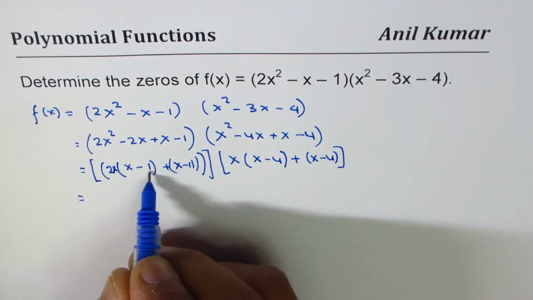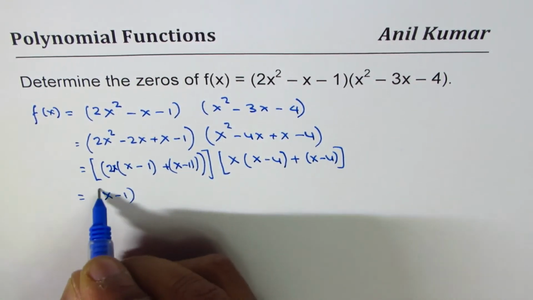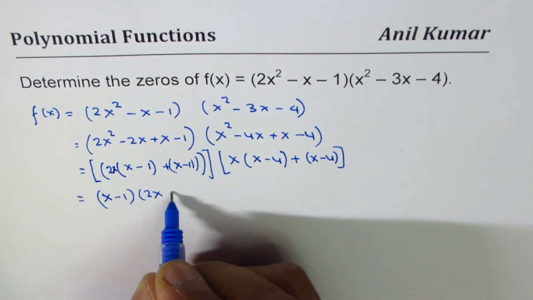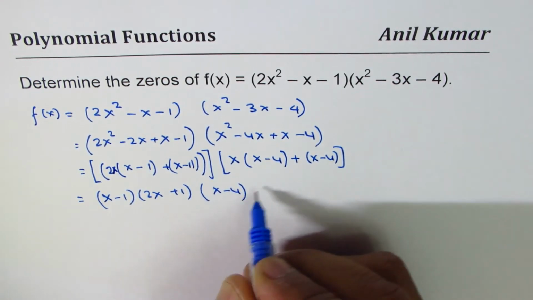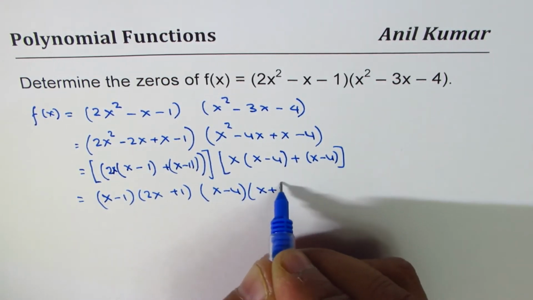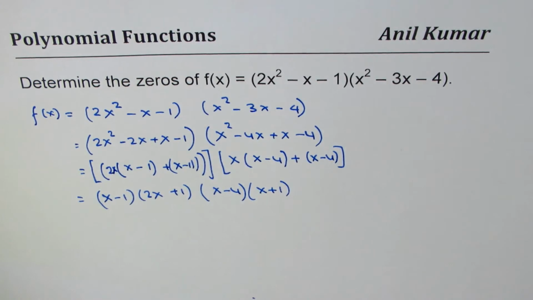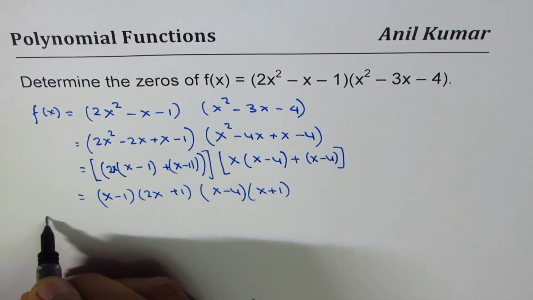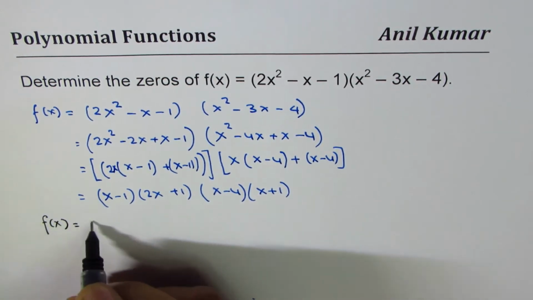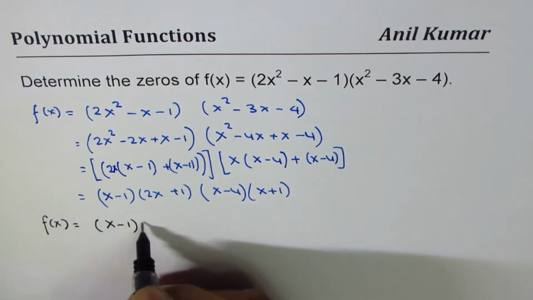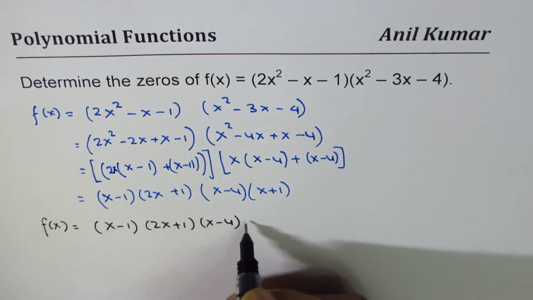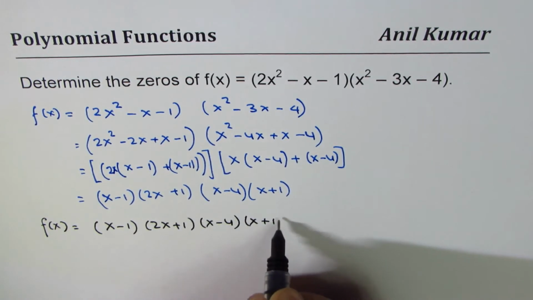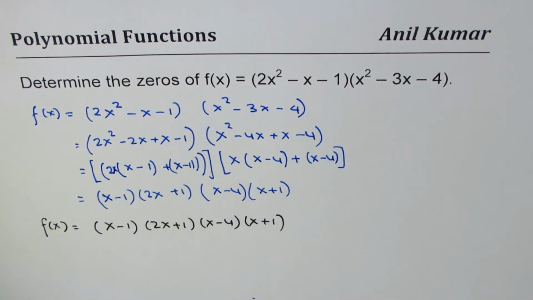Now let's continue. X minus 1 is a common factor. We're left with 2x plus 1. Here we have x minus 4 as a common factor. We're left with x plus 1. Is it okay? So that becomes the factored form for the given equation. So we'll rewrite this as f of x equals x minus 1 times 2x plus 1 times x minus 4 times x plus 1. Is it okay? So that becomes our factored form.